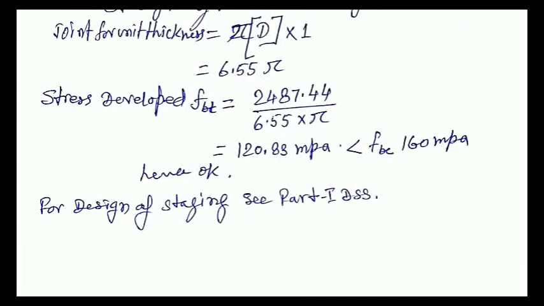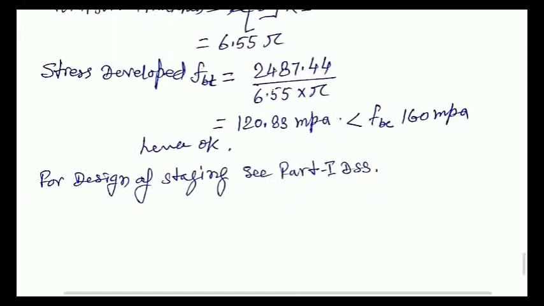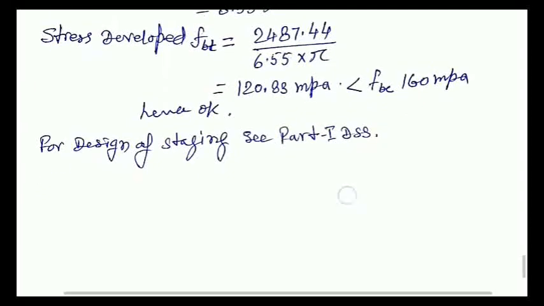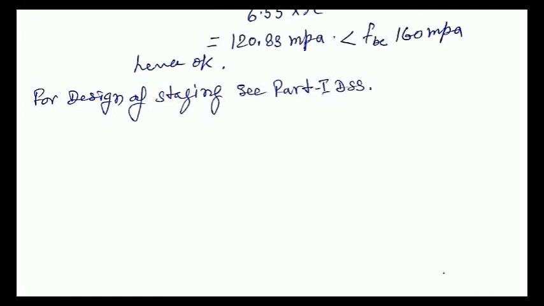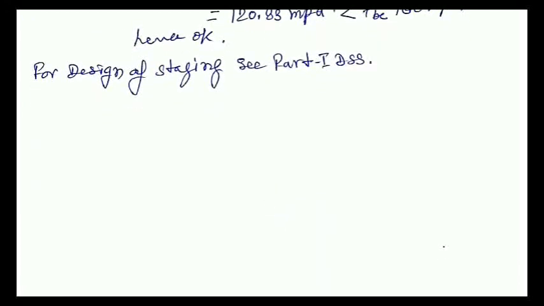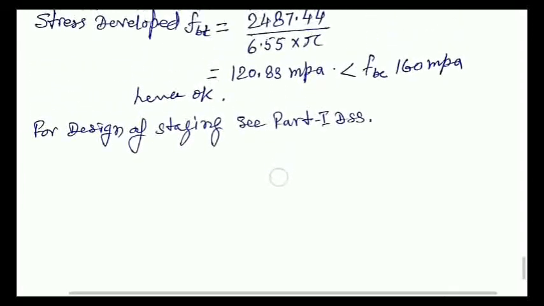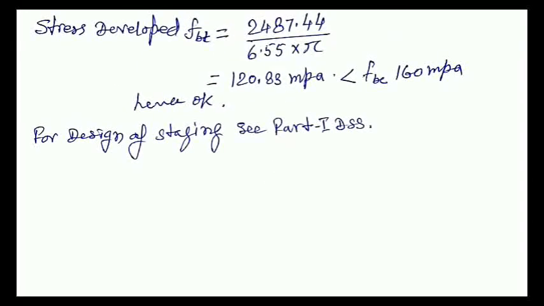So now stress developed, FBT, will be the total force divided by the unit area, 6.55 into pi. So this stress comes out to be 120.83 MPa, which is less than FBC, and the FBC is 160 MPa if we take 0.6 Fy. So now the design of the hemispherical bottom tank is completed.